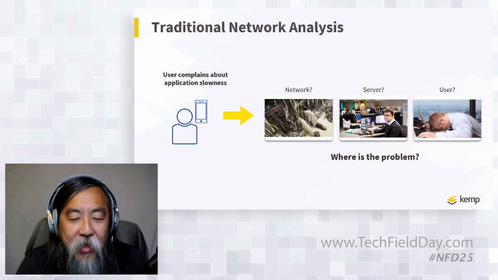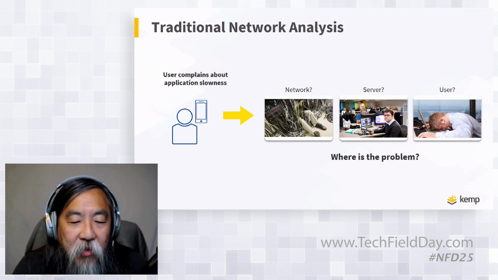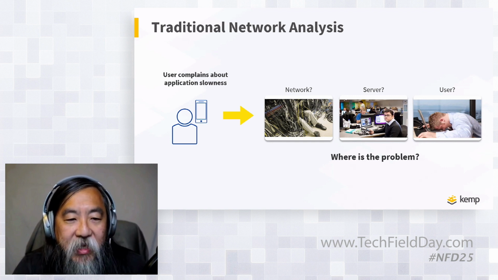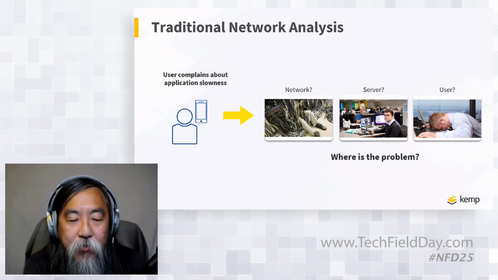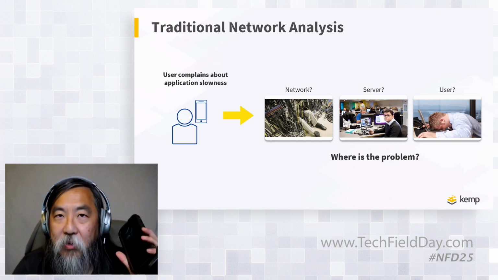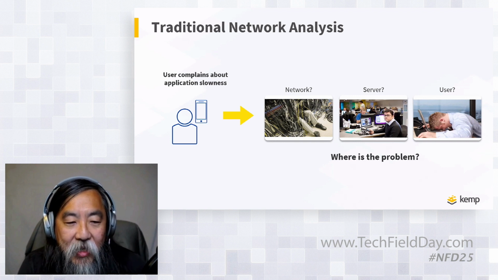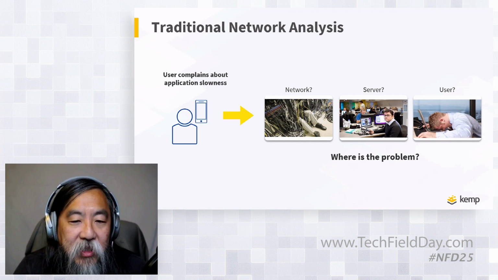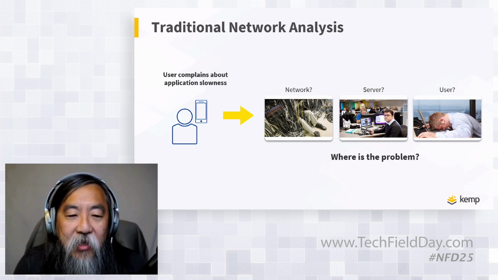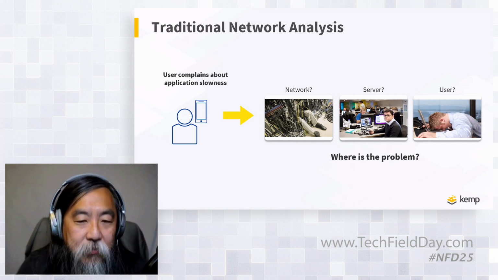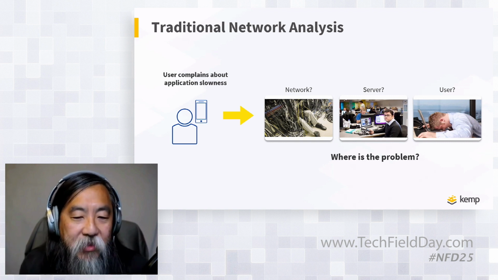So let's talk about what the problem is, because I want to stress this. Here's my use case example. A user complains about application slowness. For example, I am on my phone going to my work email, and my Outlook is running slow. So what do I do? I call my help desk and I tell them my email is running slow on my phone, fix it. That's all I am telling my help desk.